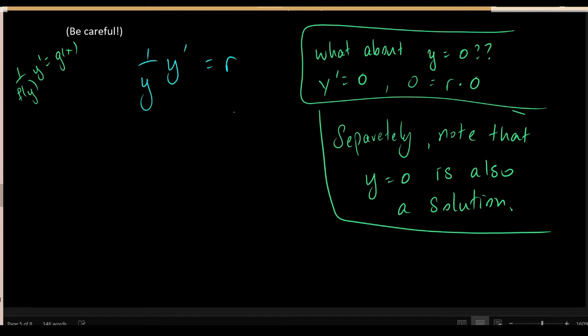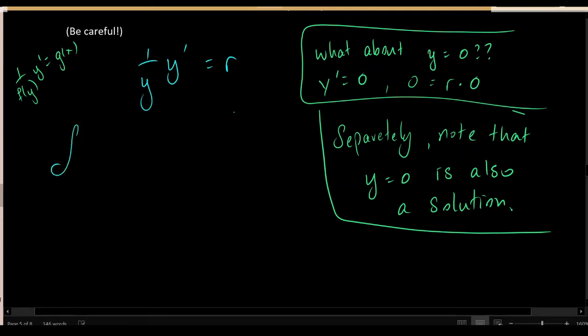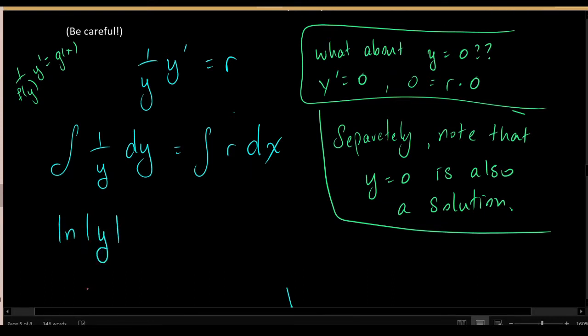Now this is where you're going to see me begin to skip a few steps. For example, rather than integrating both sides with respect to x, and then replacing y prime dx with a dy, you're going to see me directly integrate 1 over y with respect to y. So when I do this, the left side becomes the natural log, absolute value of y, and the right side becomes r times x plus c.